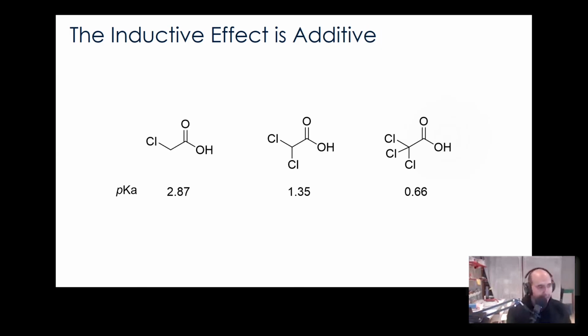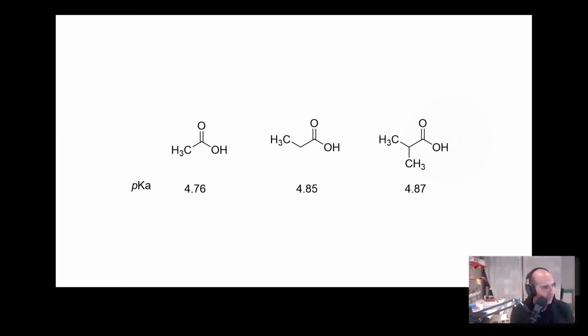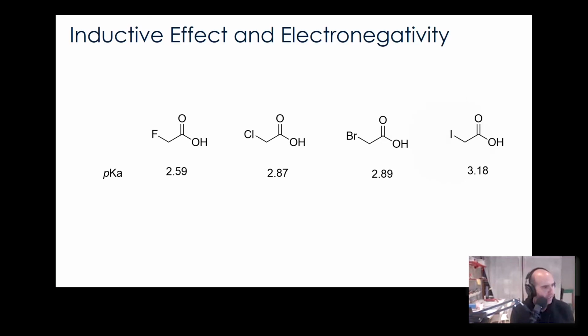The other thing is that the inductive effect is additive. So if I have one chlorine, it has some impact. If I have another chlorine atom, it has a bigger impact. And if I have all three chlorines there, then it becomes an even bigger impact. And then obviously the polarity: the more electronegative the atom is, the bigger the effect is. And so that really covers it.